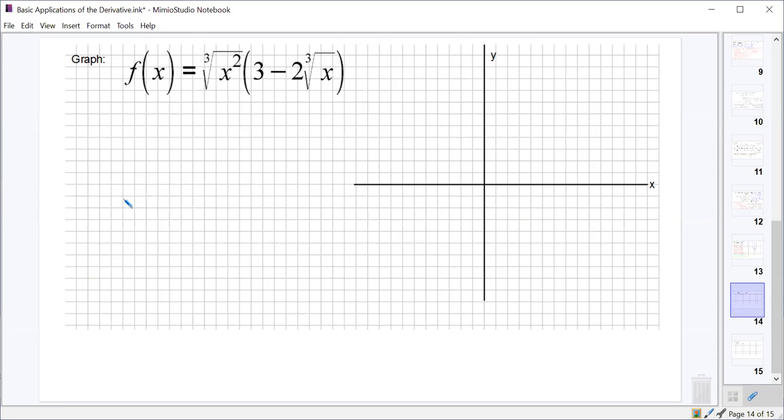Let's do one more of these and then we'll call it good for today. Hopefully we can get through this one in the next 10 minutes.